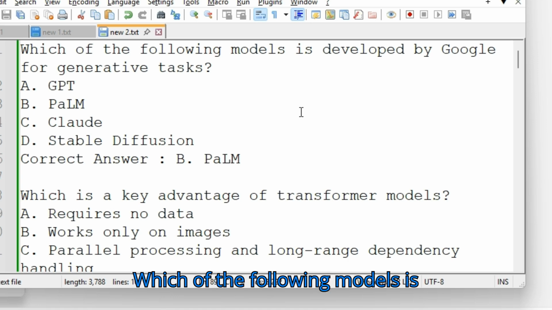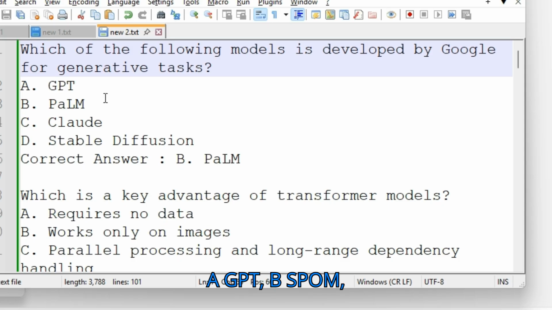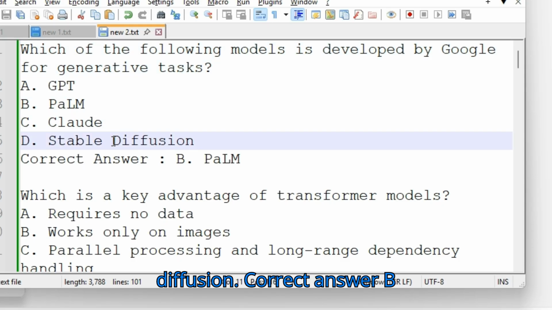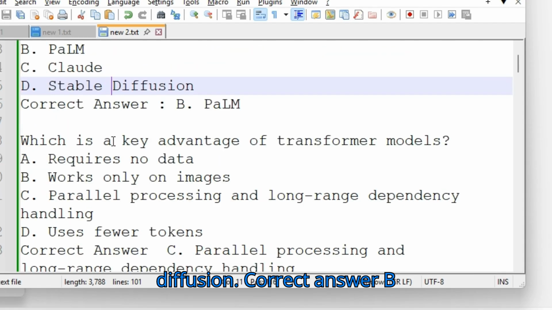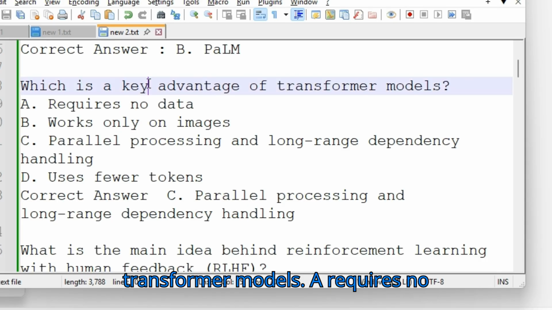Which of the following models is developed by Google for generative tasks? A. GPT. B. PaLM. C. Claude. D. Stable Diffusion. Correct answer: B. PaLM.